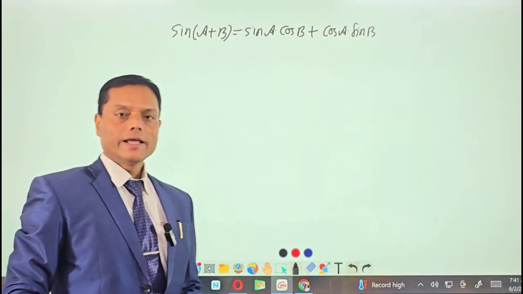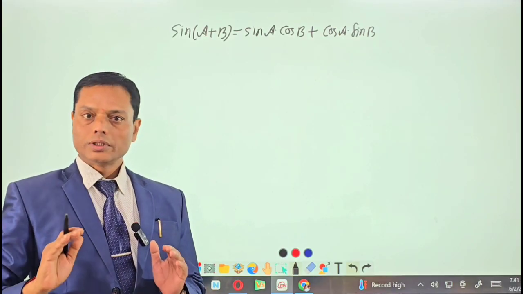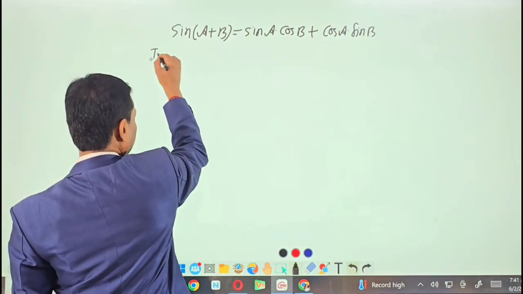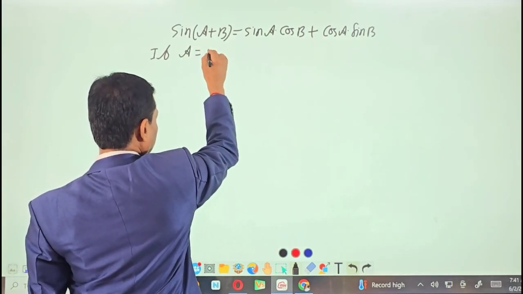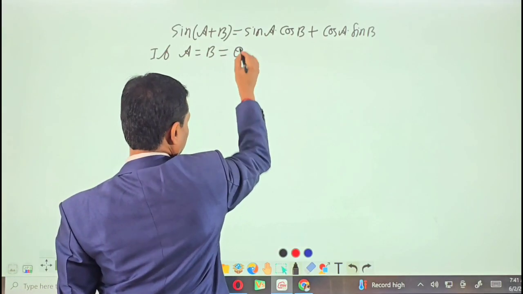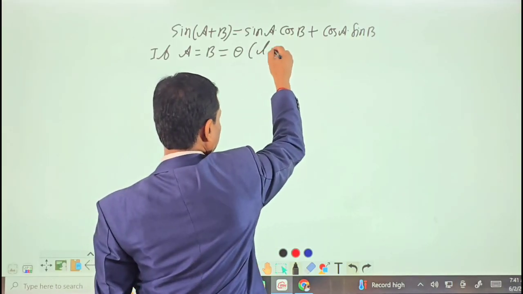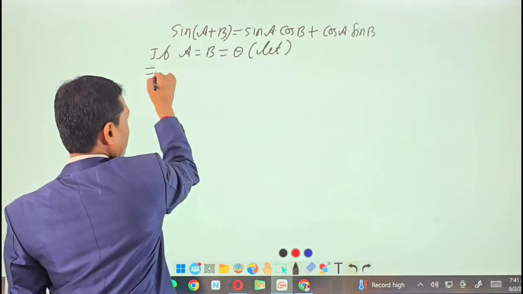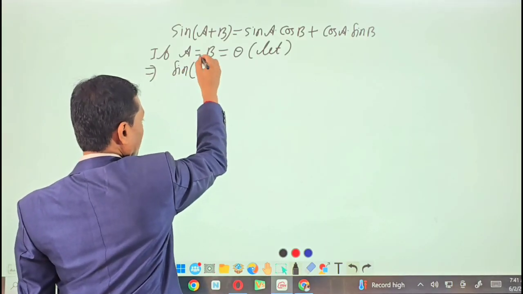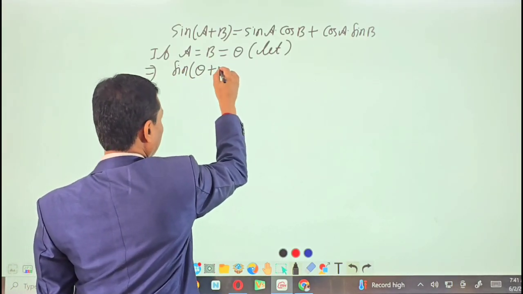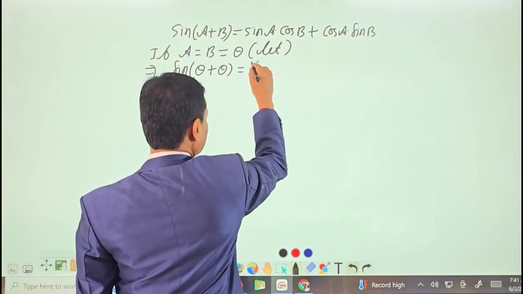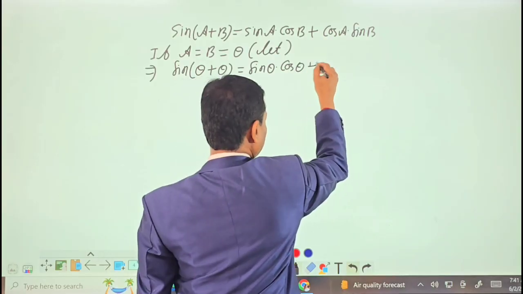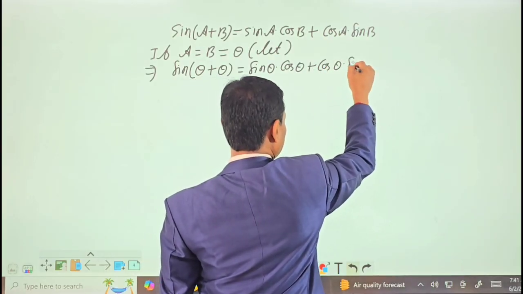If both the angles A and B are equal to each other, let them be equal to theta. So if A equals B, let it equal theta, then what happens? Here A becomes theta, B also becomes theta. Here also, sin theta dot cos theta plus cos theta dot sin theta.